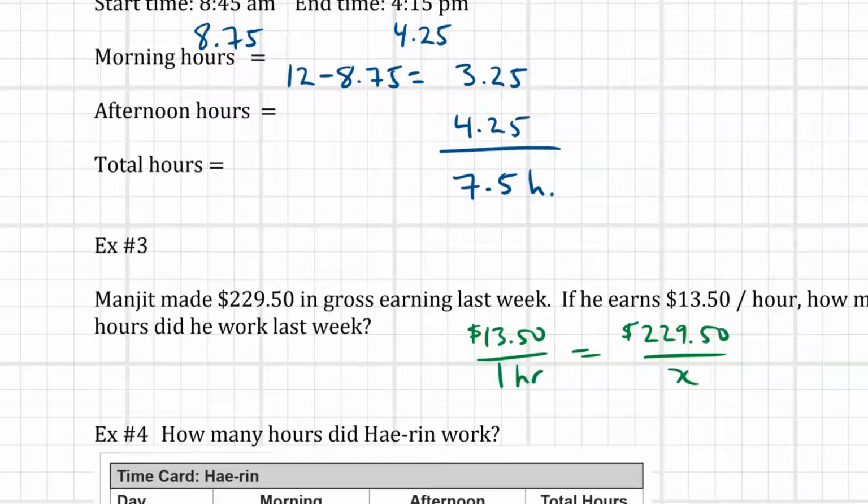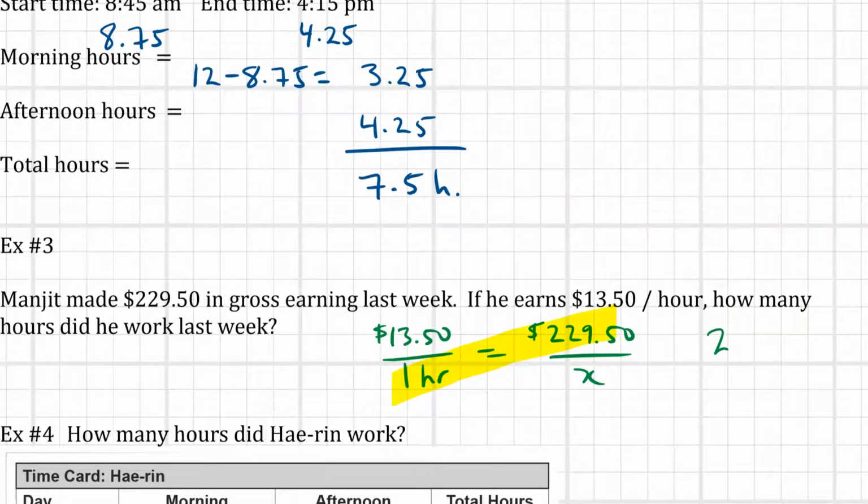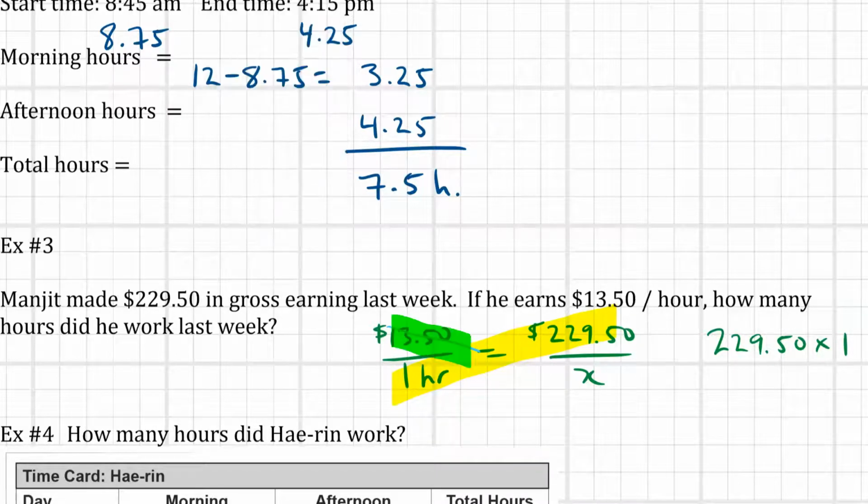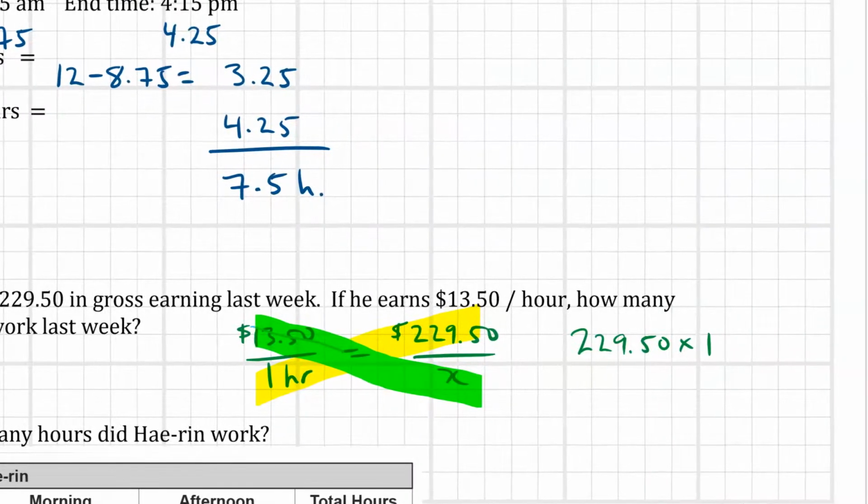So when I think about my cross multiplying, I'm going to multiply the two numbers that are crossing each other. So I'm going to multiply the 1 times the 229.50. So I'll do that part. I'll say 229.50 times 1. And then I'm going to divide by the number across from the x. So I'm trying to do a highlighter here. Let's do a highlighter in green. So this one, divide by the one that's across from x. So then I'll say divide by 13.50.